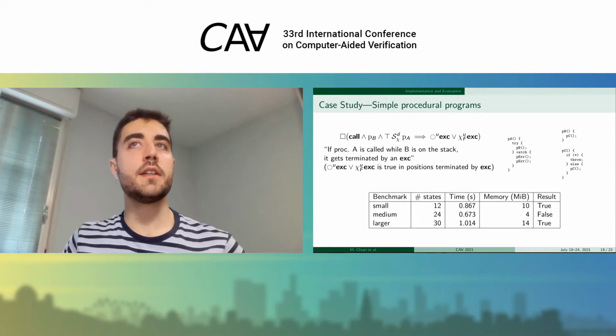So we have 3 case studies. The first one is with 3 simple procedural programs, and the property that we check is that whenever procedure B is called and procedure A is on the stack, an exception is thrown. As you can see, we check this property very quickly.